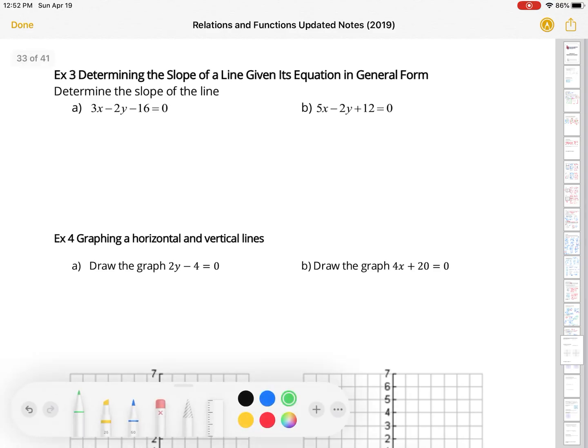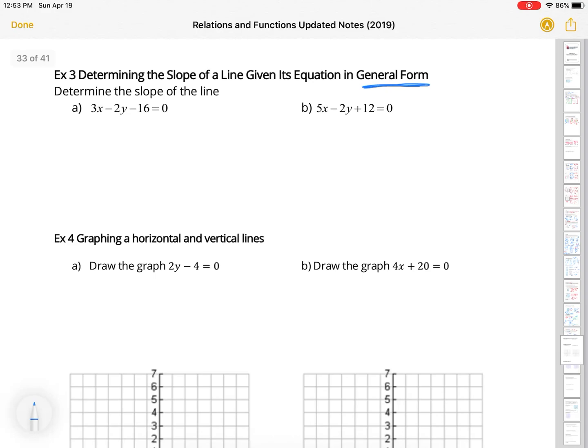Example 3, determine the slope of a line given its equation. So, in general form. If we want to figure out the equation or the slope of a line, but we have the equation in general form, what we need to do is rearrange this so that it is in the form y is equal to mx plus b. So we're just moving things around. Once we've done that, then we use the value for m to tell us our slope. So let's see what happens.